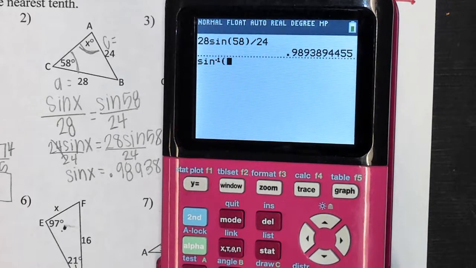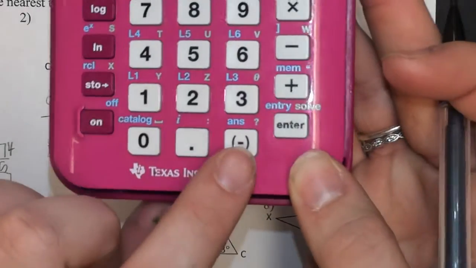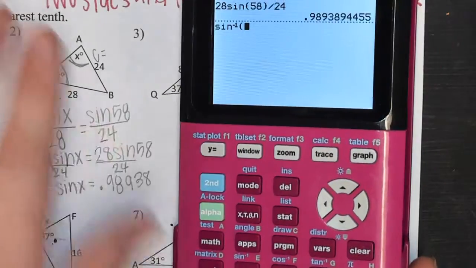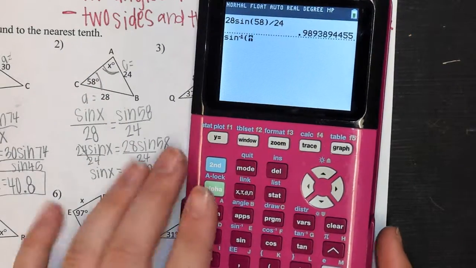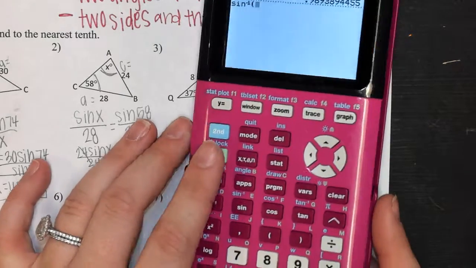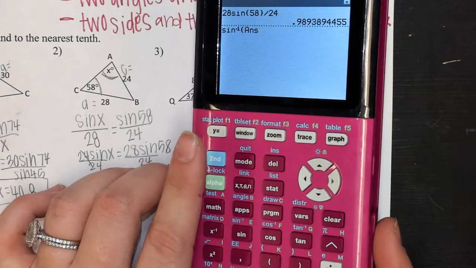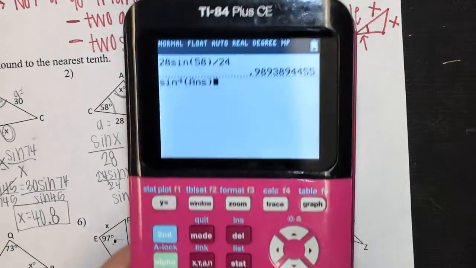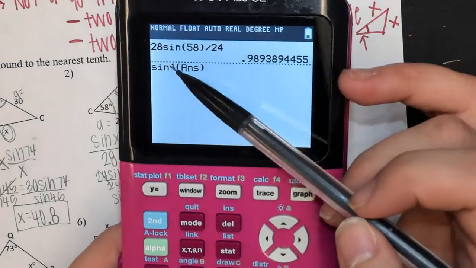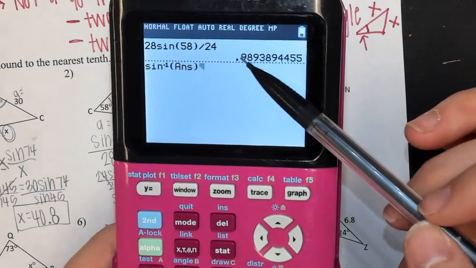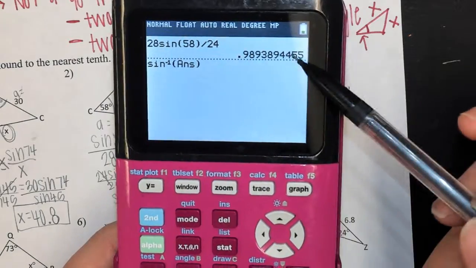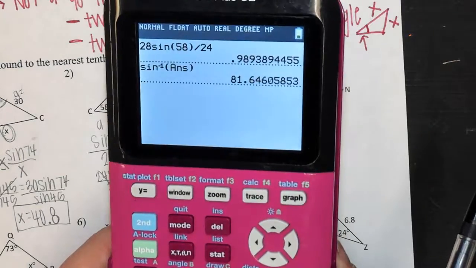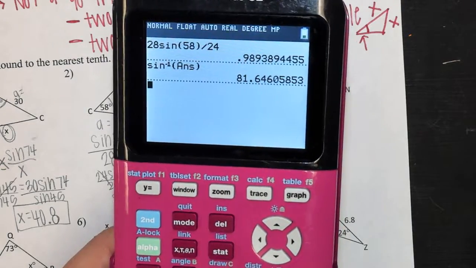You don't even have to type it in. There should be a key down here, and it says answer somewhere. So you press second sine to get inverse. Now press second, and then press answer. Just to be safe, close the parentheses. What this does is your calculator takes this whole number and plugs it in right here, so you don't even have to plug it in again. When I press equals, it gets 81.6.